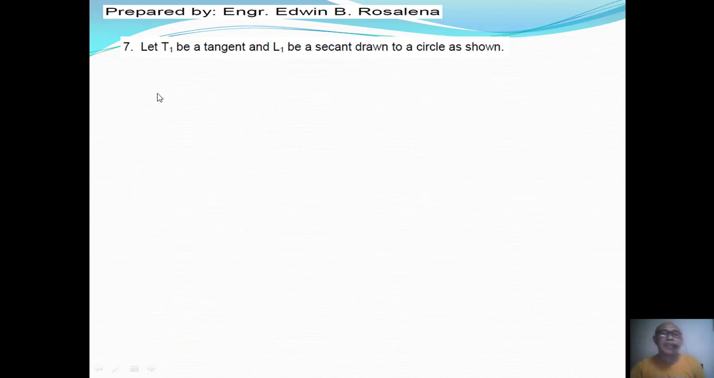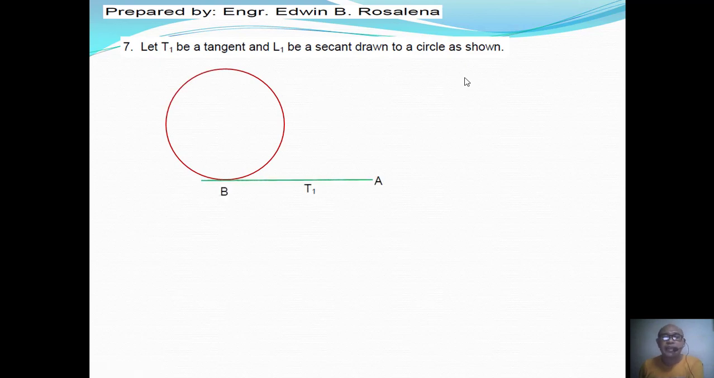Number 7. Property number 7, ha? Let T1 be a tangent and L1 be a secant drawn to a circle as shown. Okay. So, may circle tayo. Then, tangent T1. Okay. We have also secant L1 drawn to a circle. Okay. So, anong pwede natin ma-apply? Let's say this is C, na? So, A, B, C, D. So, for this, we can apply AB square equal to AC times AD. Okay, kuha, ha? AB square is equal to AC times AD.